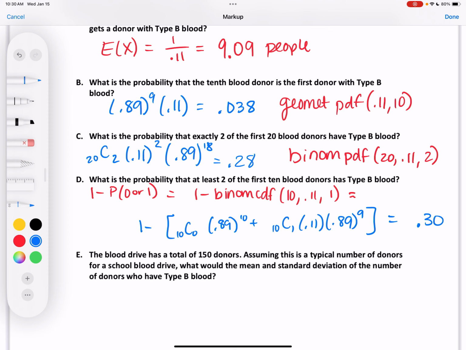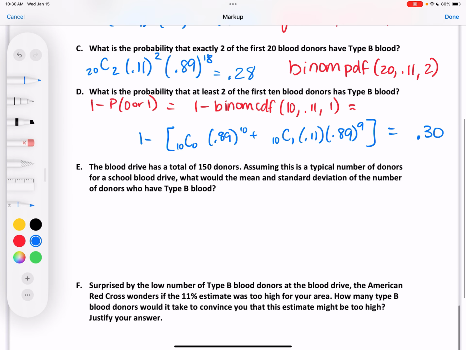So again, I would probably be using the calculator function binom CDF personally to do this one. I just think it's easier, but then E, the blood drive has a total of 150 donors.